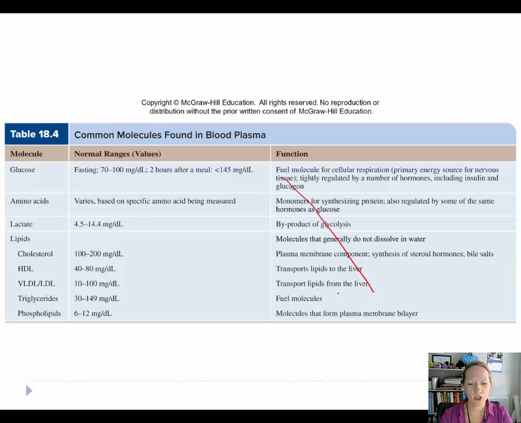What we're going to take a look at next in section 3 is the formed elements. That's going to be our erythrocytes, our leukocytes, and our platelets. So until next time.